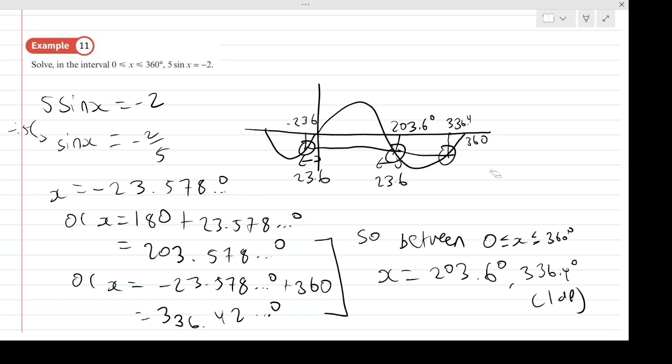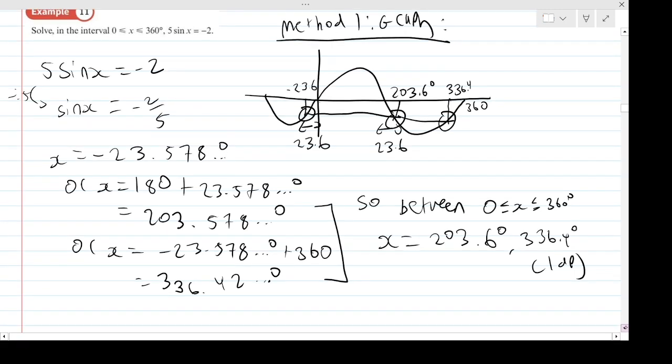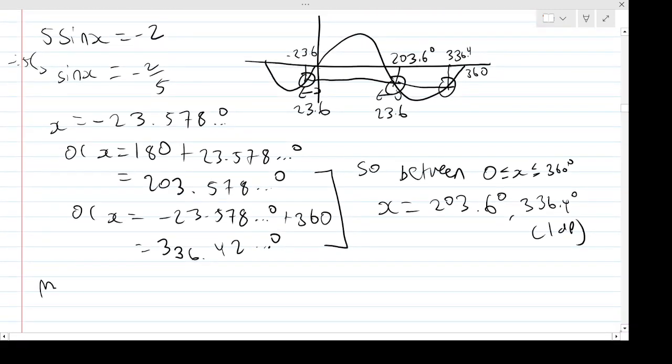So also be aware that the calculator won't always give you the first solution in the interval. The interval you do need to check, but we can use this solution from the calculator to work out all the other values that do lie in the interval, to find the solutions we do want. Okay, but there we are. Now that's one method, considering the graph, which helps us find the solutions. But we can also use the CAST diagram if you prefer.